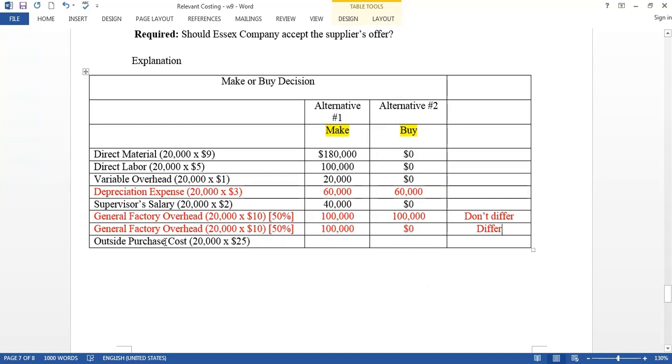And what is the last one? If you buy it from an outsider, how much do you have to pay? You have to pay $500,000. If you make it, then it is zero, right? This is zero because if you buy it, you no need to make. If you no need to make, it is zero, right? Something like this. Now we find that zero means difference.